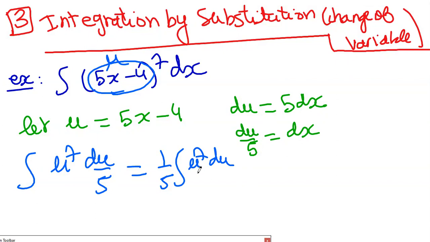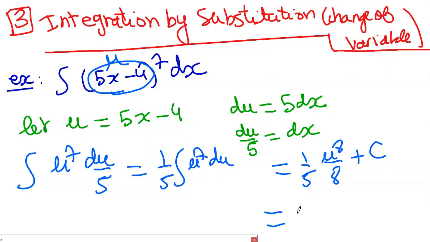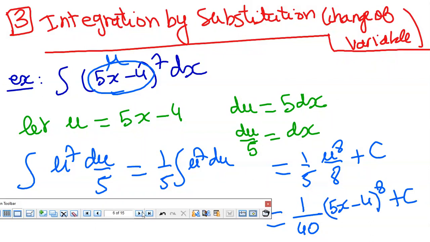And now, what is the integral of u^7? As I'm saying x^7 dx, it's u^8 over 8. So it's going to be 1 over 5 times u^8 over 8 plus c. And then I change u by the expression. So it's going to be 1 over 5 times 8, which is 40, u^8, so I will write it (5x minus 4)^8 plus c. And this is the integral of this expression.